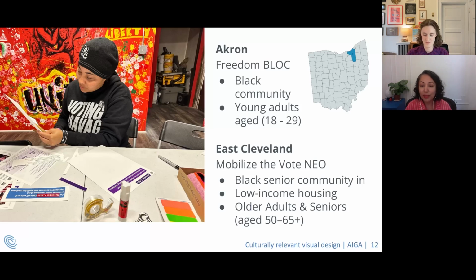In Akron, we were able to speak to young adults. There's a picture of them here. Some of whom were really excited because they were voting for their very first time during this election. In East Cleveland, we heard from older adults and seniors in low-income housing about the barriers that they face, some of which was transportation, getting to the polls, and even their comfort level accessing online voter education.